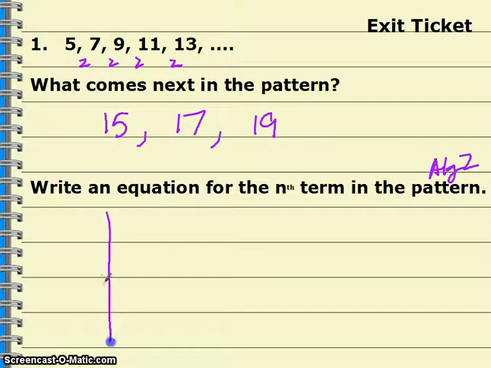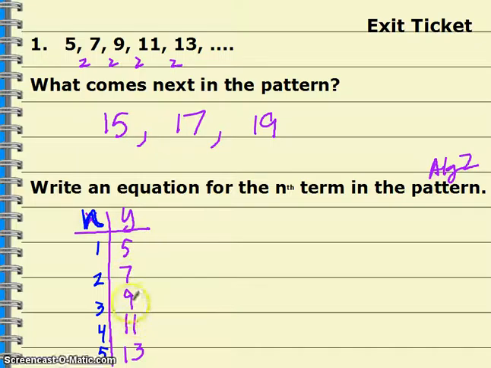I like to do a table when I'm looking for the term. So if x goes in, then out comes y, and what came out was 5, 7, 9, 11, and 13. I started with 1, 2, 3, 4, and 5. So what I want to do is write an equation, and this would probably be n, where I get this stuff out. If I plug in 1, I get out 5. If I plug in 2, I get out 7. I plug in 3, I get out 9.